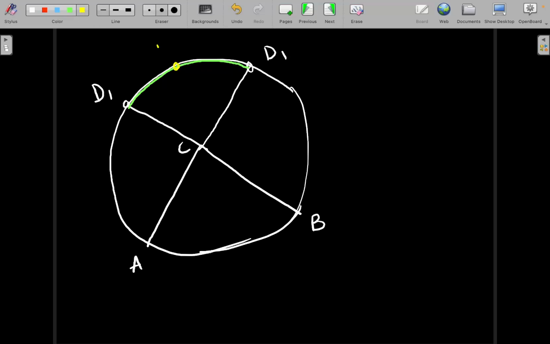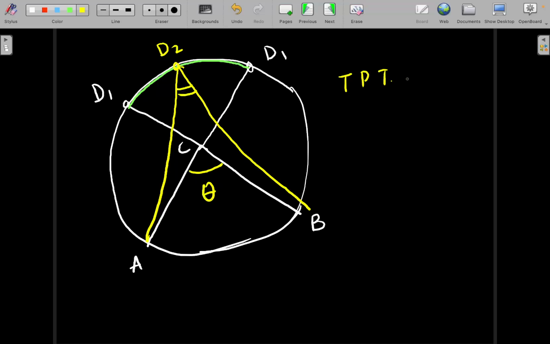Let's say that the point D2 is on the green part, and what we are trying to prove is A D2 B. We're trying to prove that this angle is theta by 2, if this angle is theta. So to prove that angle A D2 B is equal to theta by 2, now it's very simple once you have a construction line. So the construction line is from D2 to the center of the circle to the end of the circle.